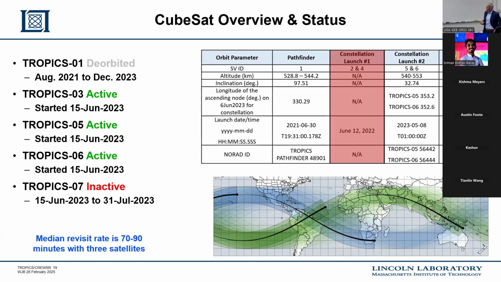So we were all bummed out about that, but the next 2 launches worked fine with Rocket Lab. So we got 4 constellation satellites launched. One of them has since been inactive. We have 3 working now.